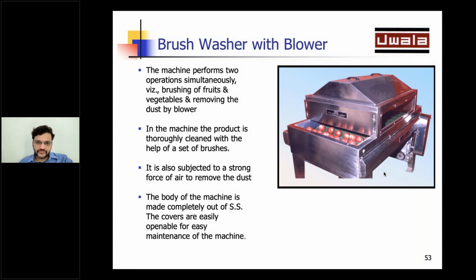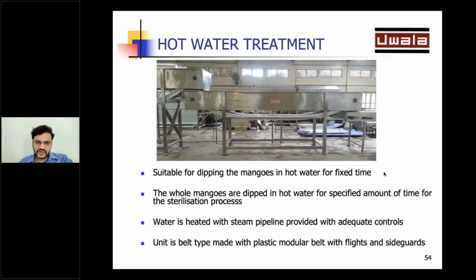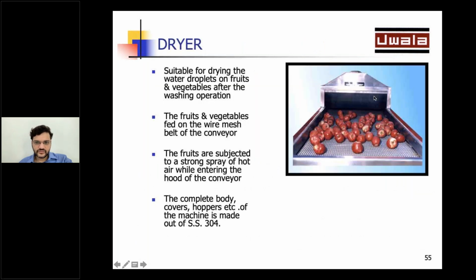Once the mangoes are cleaned completely, then we take it for hot water treatment. Here the mangoes are dipped in hot water for a certain amount of time. Again, the time can be adjusted in the machine. So the whole mangoes are dipped in hot water for a specified amount of time. In the tank, we heat the water with the help of a steam pipeline, and again with automatic valves, etc., we can control the amount of steam which goes in, and the product moves forward on a belt. So you can see the belt on the return side. So the mango moves forward on a belt in this machine, and at the other end, the mangoes are discharged.